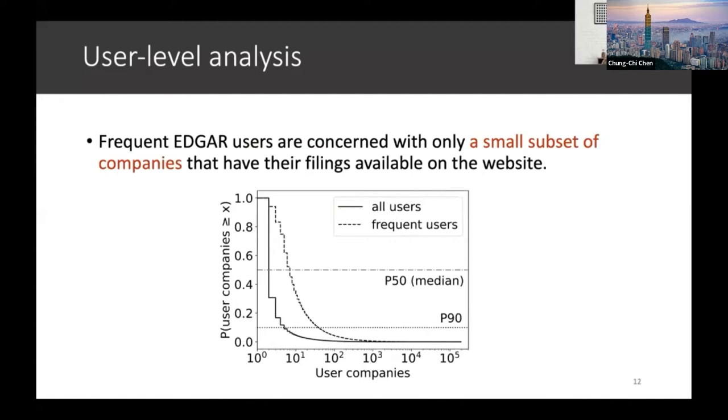We further distinguish between these top active users as frequent users and all users in general. In another experiment, we look at the number of companies that users are interested in and the distribution of that. This figure shows the cumulative distribution of user companies for both all users and frequent users. What we are seeing here is that in general, all users, and more particularly frequent users, are only concerned with a very small subset of all companies that have their filings available on the SEC website, and during their lifetime they go over a very small percentage of all the companies that have filings on Edgar.